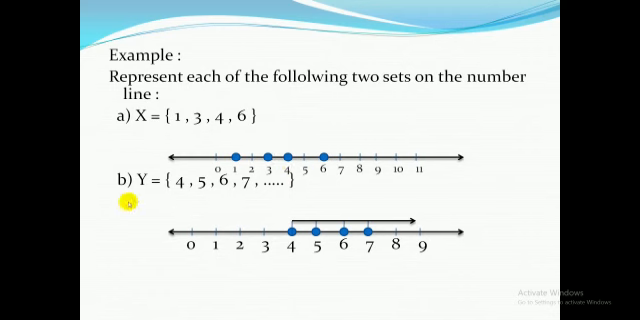Number B. Y, it is the name of the set, equals 4, 5, 6, 7, and so on. What is the meaning of these dots? It means "and so on", it has no end. And I represent these dots by an arrow, like here. So I started from 4, put a point on 4, 5, put a point on 5, 6, put a point on 6, 7, put a point on 7, and these dots are represented by an arrow, which means it will continue.